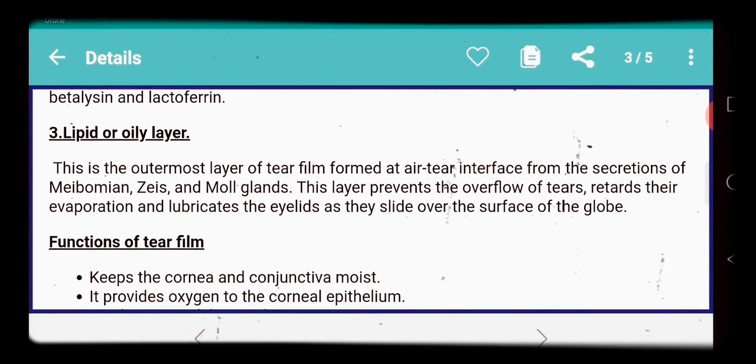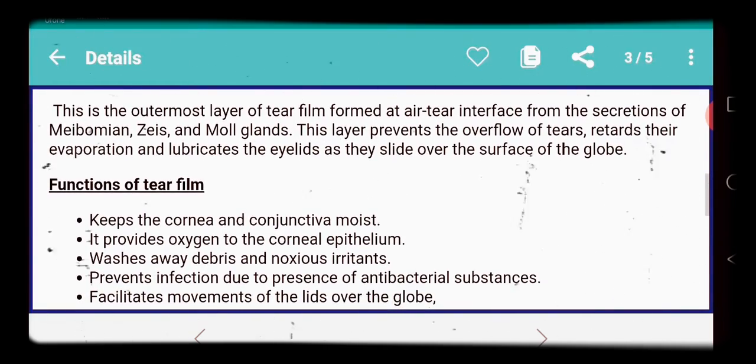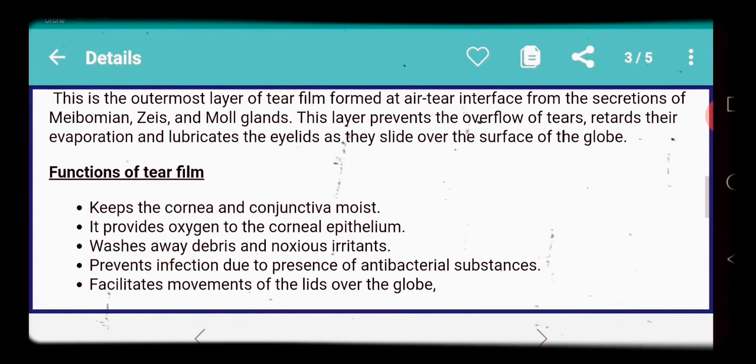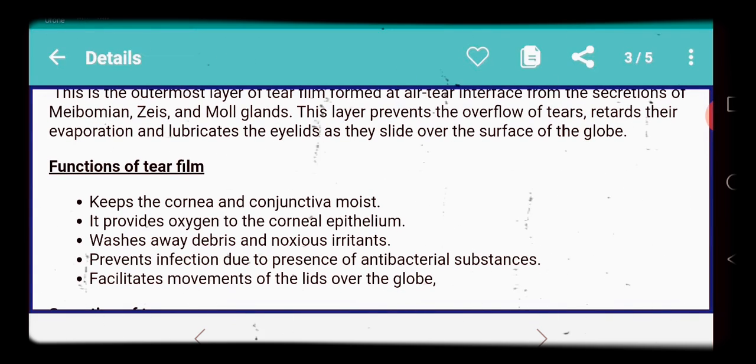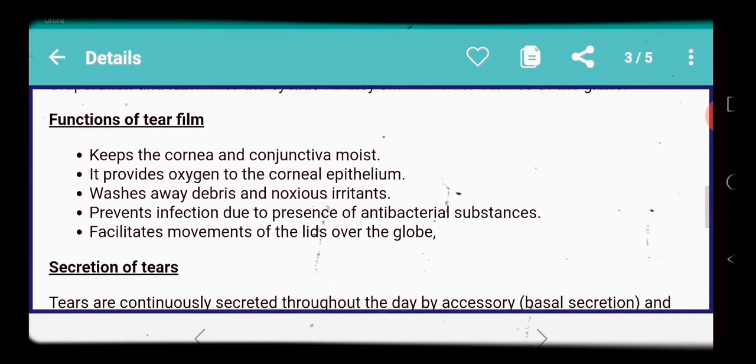3. Lipid or oily layer. This is the outermost layer of tear film formed at the air-tear interface from the secretions of meibomian, Zeis, and Moll glands. This layer prevents the overflow of tears, retards their evaporation and lubricates the eyelids as they slide over the surface of the globe. Functions of tear film.